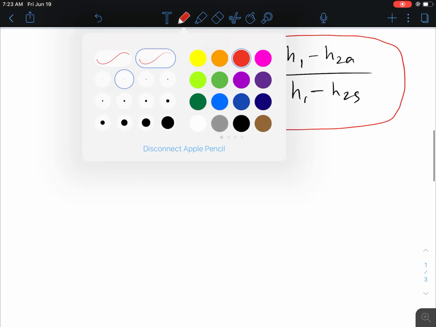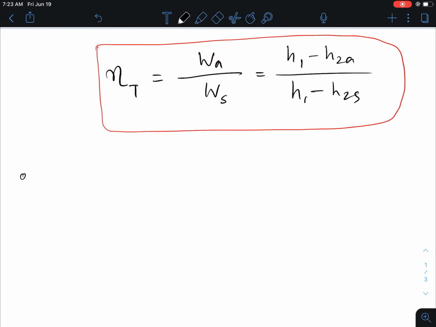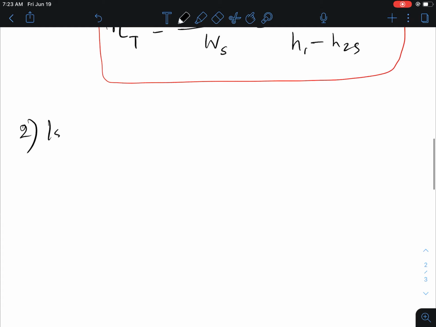Now let's take a look at case 2. What is the isentropic efficiency of a compressor?